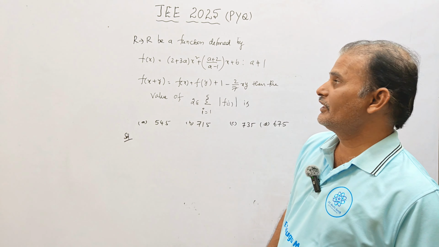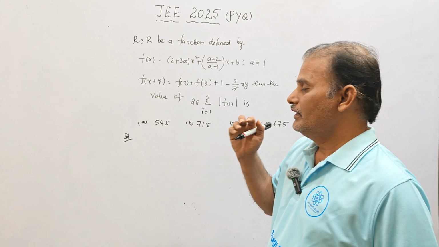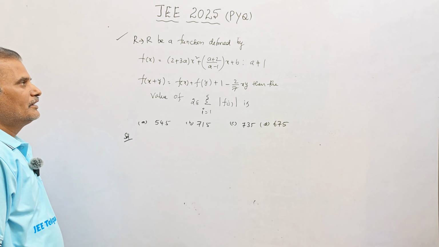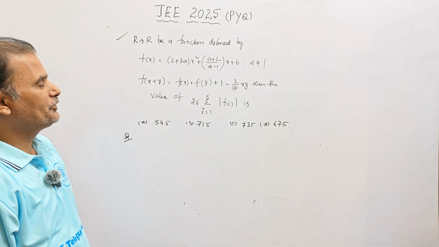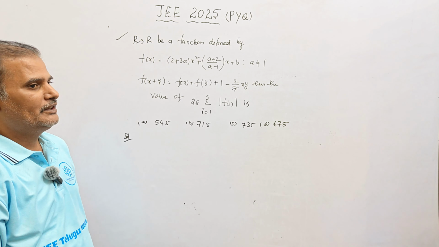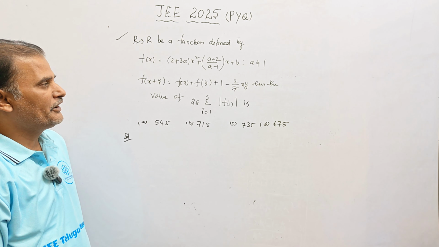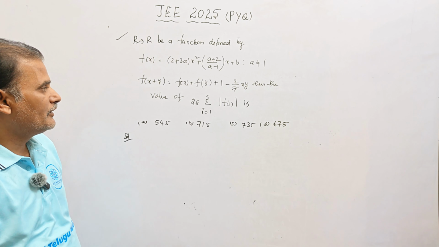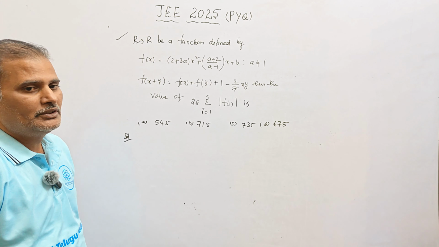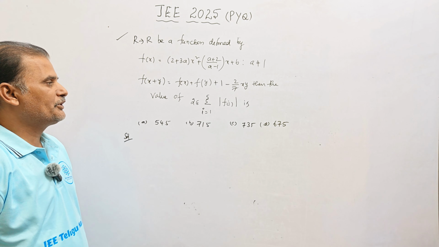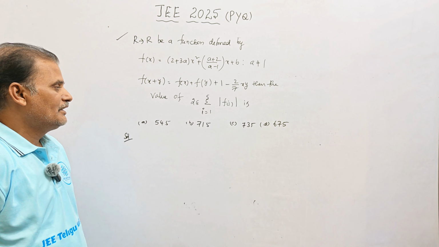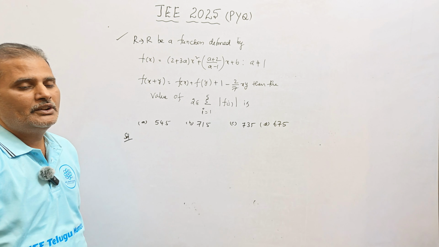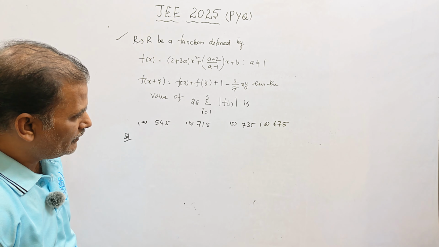The next problem of 2025. f: R to R be a function defined by f of x is equal to 2 plus 3a into x square plus a plus 2 by a minus 1 into x plus b, a not equal to 1, f of x plus y is equal to f of x plus f of y plus 1 minus 2 by 7 xy. Then the value of 28 sigma i is equal to 1 to 5 mod f of i is equal to.